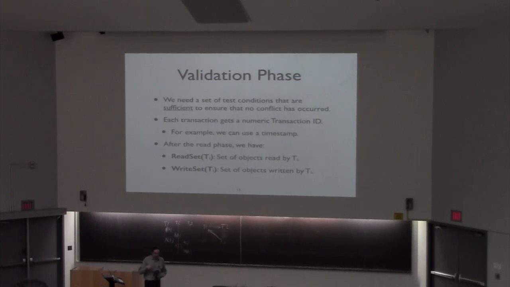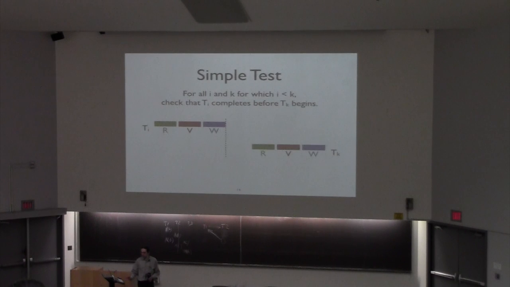So we mentioned that after the read phase, we know everything that the transaction has read and everything that it has written, because once again, there's no more user code. The black box of the transaction is contained entirely in this first chunk. So we have a set of reads and a set of writes, and we can test whether these are compatible with the transactions that came before. There are three different tests that we need. First, the simplest one was to test whether the write phase of the earlier transaction completes before the read phase of the second transaction starts.